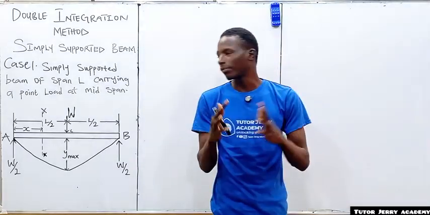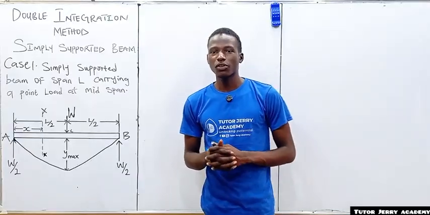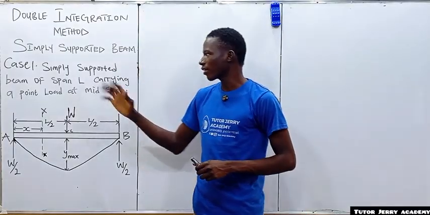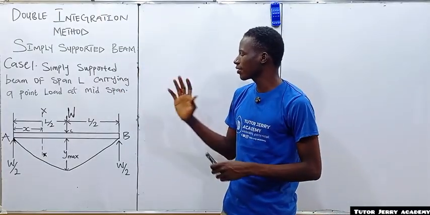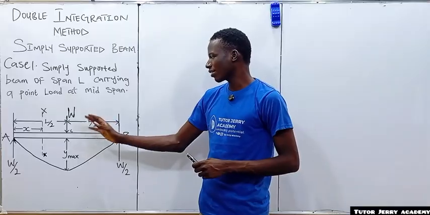Hello and welcome. We are on simply supported beam, still under the double integration method. All right, so we'll be considering case one. Case one is nothing but a simply supported beam of span L carrying a point load at the midspan.